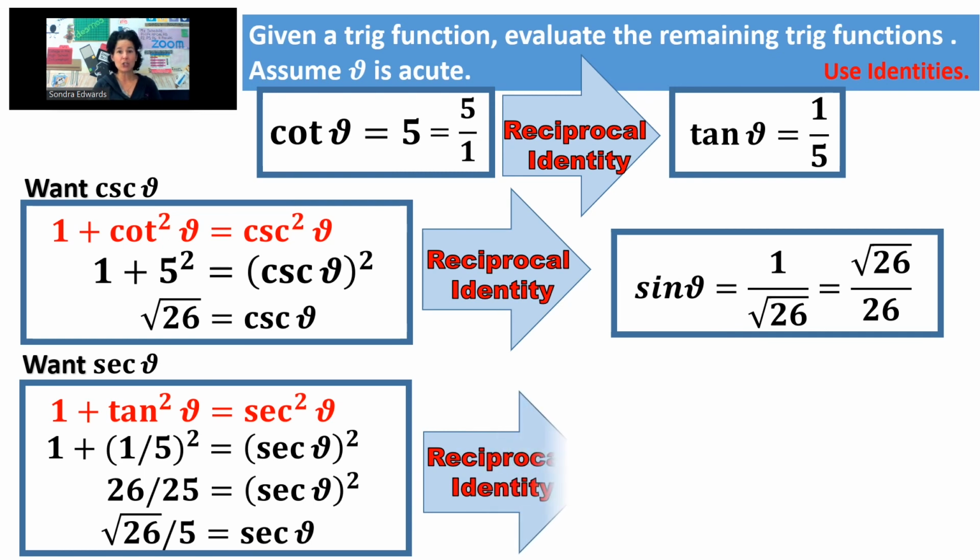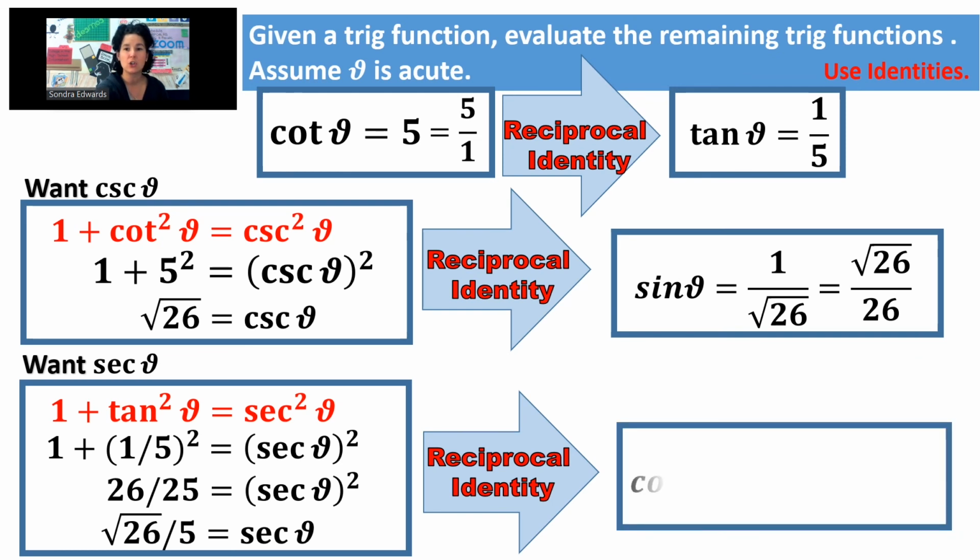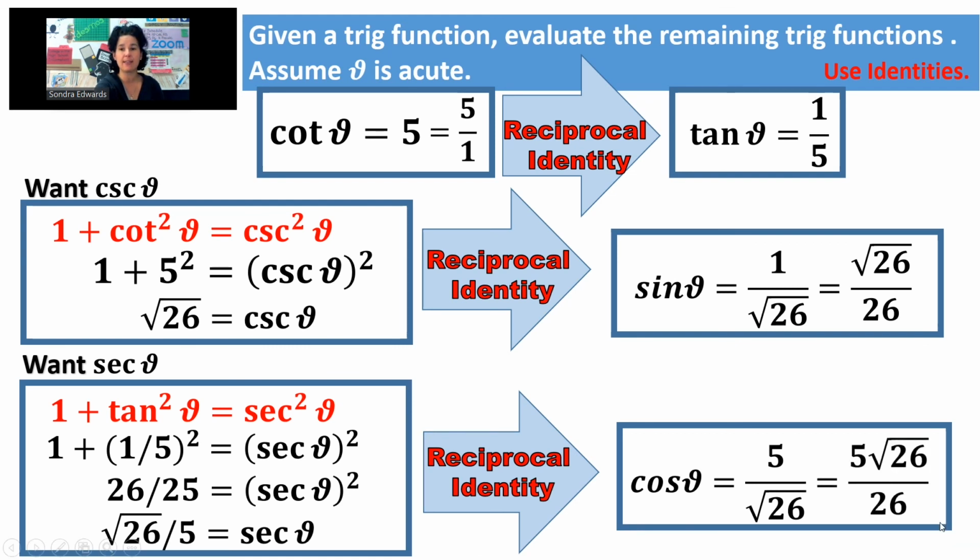Now that we have the answer to secant of theta, we're going to go to the reciprocal identity. The reciprocal identity for secant is cosine. So I am going to take the reciprocal of root 26 over 5, and that will be the answer to cosine. I do need to rationalize this, so I multiply the numerator and denominator by root 26 to get my final answer.